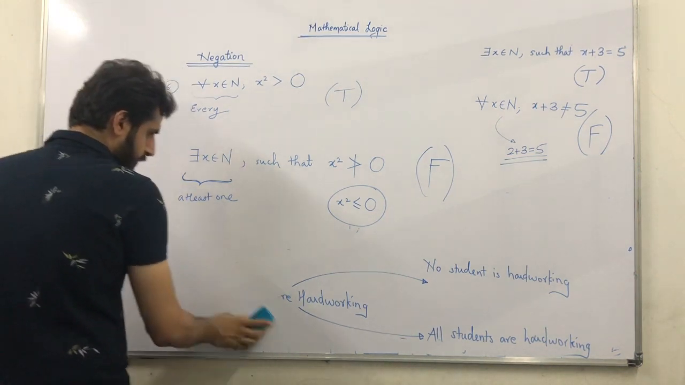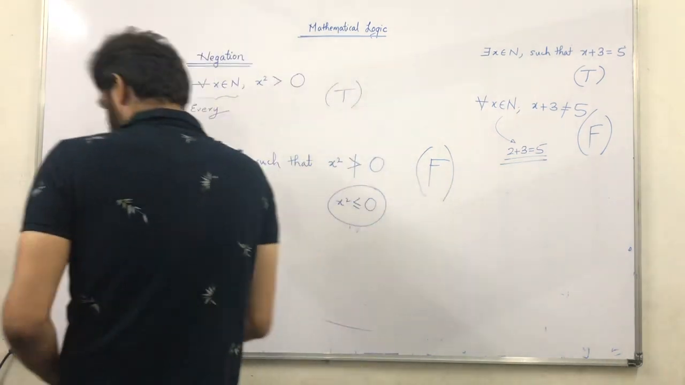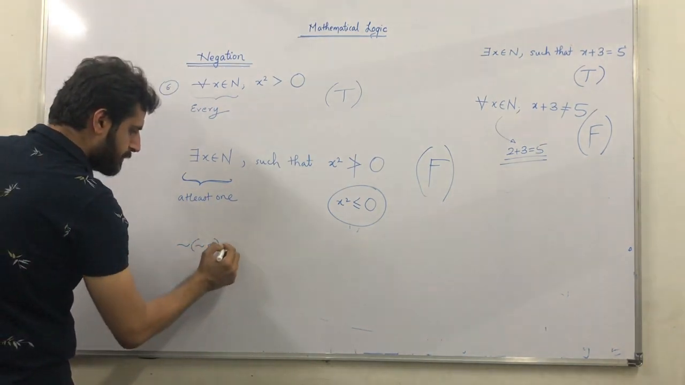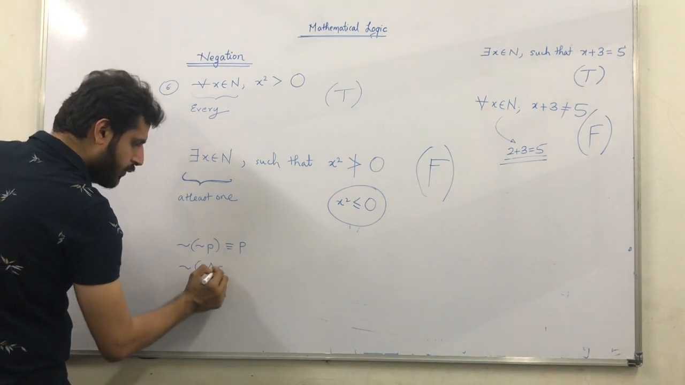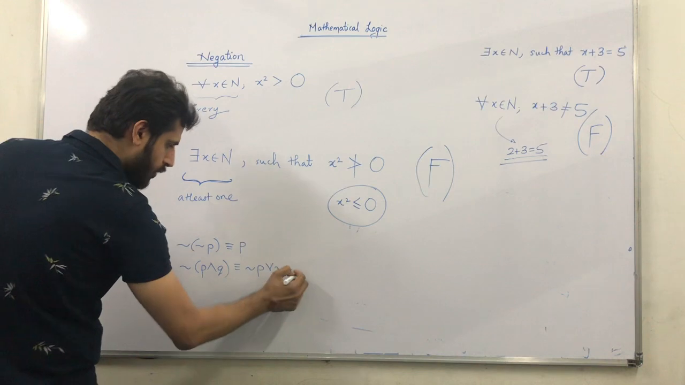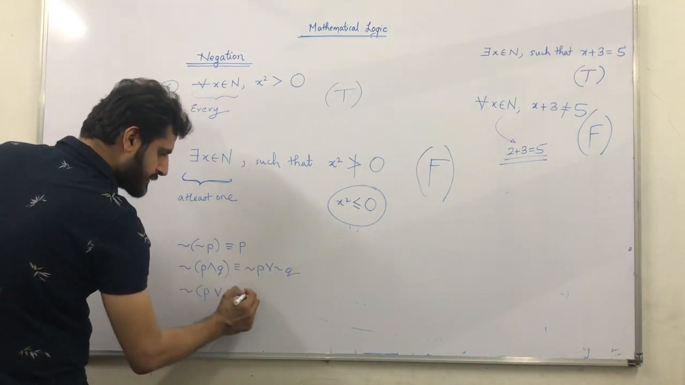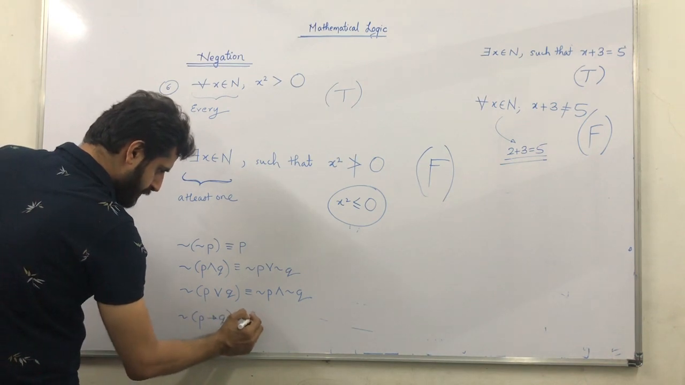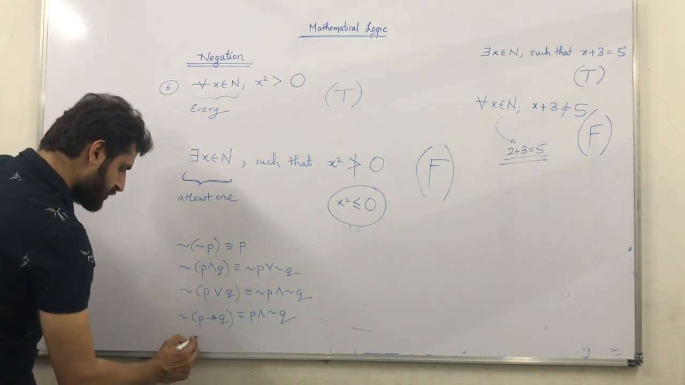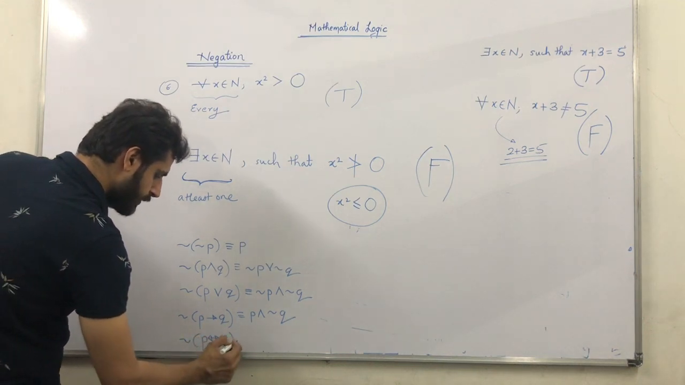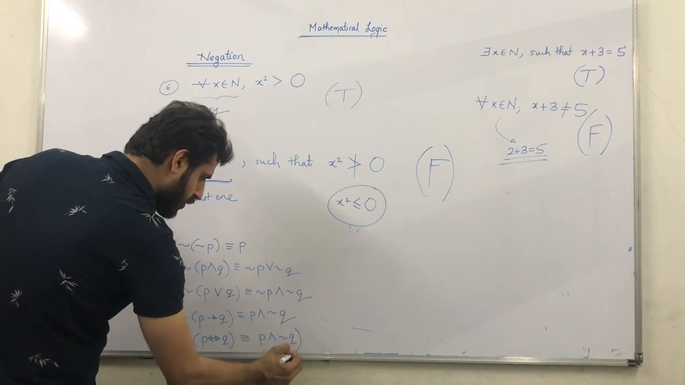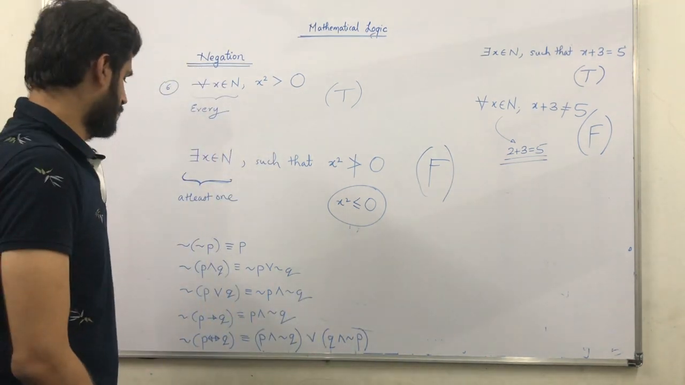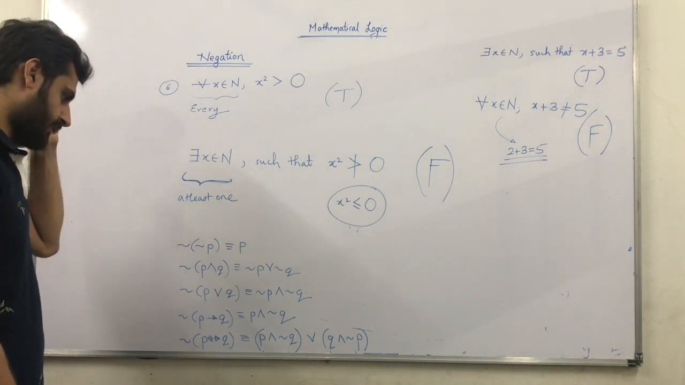So I will quickly write down the rules. You have to remember that negation of negation P is P, negation of P and Q is negation P or negation Q. Negation of P or Q is equivalent to negation P and negation Q. Negation of P implies Q is P and negation Q. Then we have negation of P double implies Q as P and negation Q or Q and negation P. Okay, so these are the rules of negation.